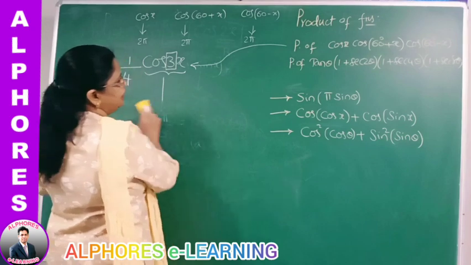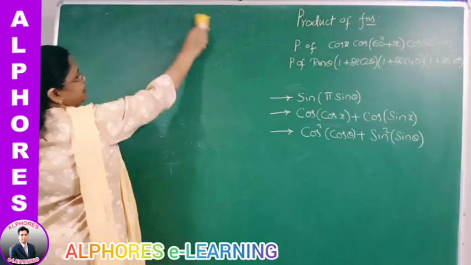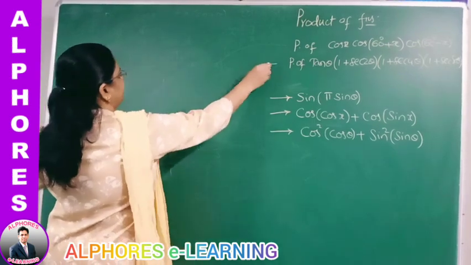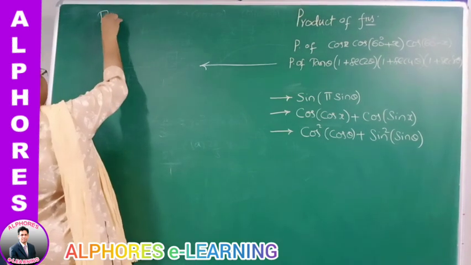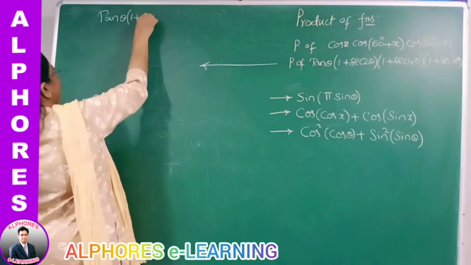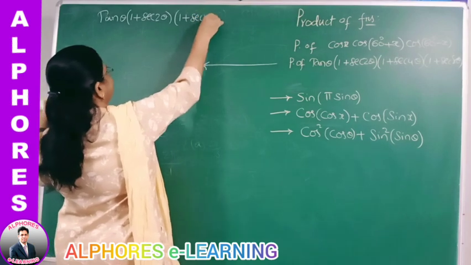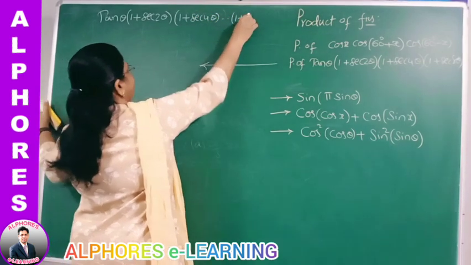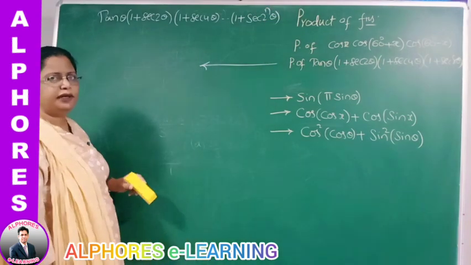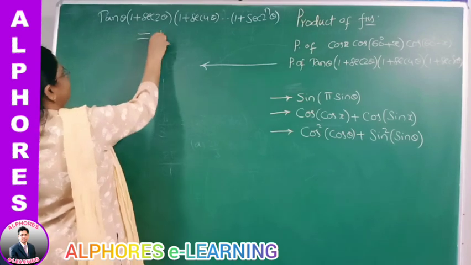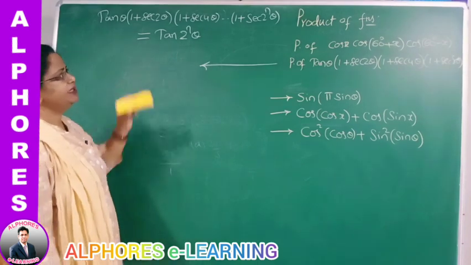Now let us observe the other problem, that is tan theta into 1 plus secant 2 theta, etc. I think this one also we have proved already. What is the answer here? The problem we have done is tan theta into 1 plus secant 2 theta, into 1 plus secant 4 theta, etc. It is 1 plus secant 2 to the power of n theta, right? This one we have proved in the chapter multiple and submultiple angles. This answer we deduced as tan 2 to the power of n theta, right? So this is the answer we got.